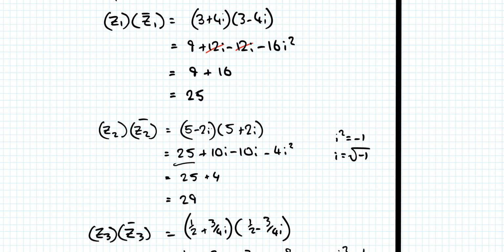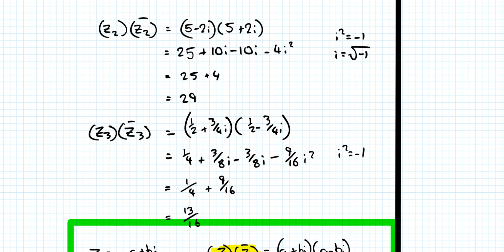5 by 5 is 25. 5 by 2i is 10i. Minus 2i by 5 is minus 10i. Minus by plus is minus. 2 by 2 is 4. i by i is i squared. I know i squared is equal to minus 1. So it's minus 4 by minus 1, which is plus 4, and I get 29.